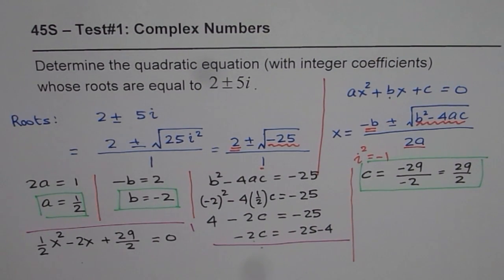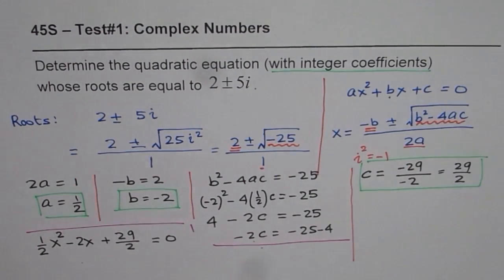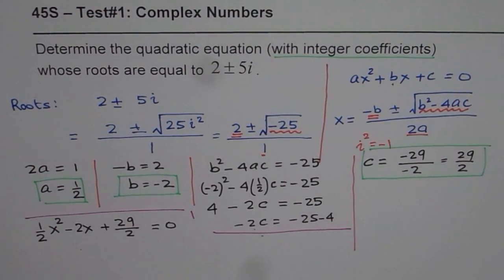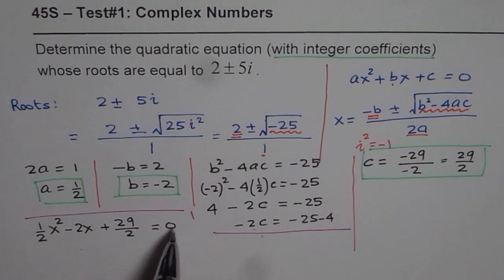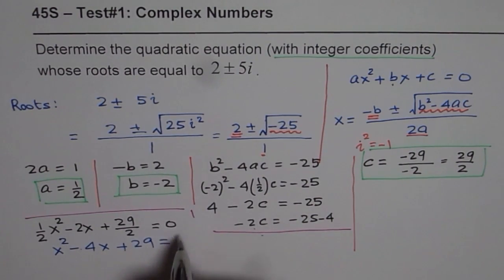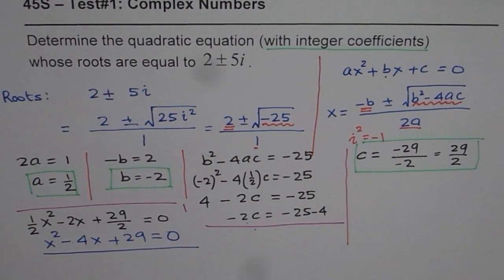Now the question here is, you need to write down your answer with integer coefficients, not fractions or rational numbers, right? So let me write down the answer with integer coefficients. We need to multiply everything by 2, right? So we get x squared minus 4x plus 29 equals 2 times 0, which is 0. So that is our answer, right? Have a good look at it, and I hope you understand the steps. I hope it helps. Thank you.